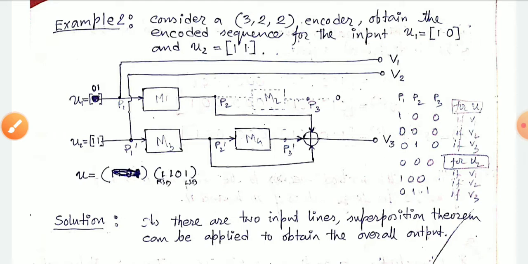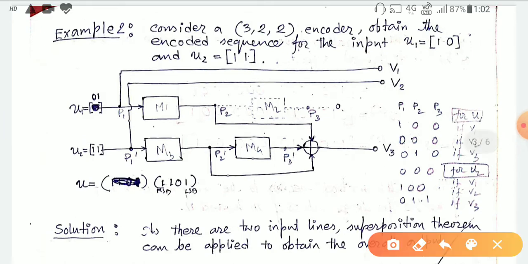Now for V3, when only U1 is applied as input, what happens? Look, here only P2 is used to get the result of V3. So the remaining two, P1 and P3, you have to apply as 0. So the combination will be in the form of 0 1 0, only for the input of U1, to get the output V3.